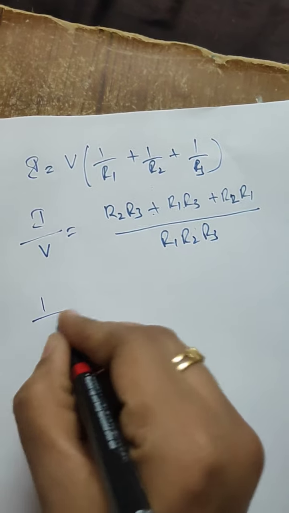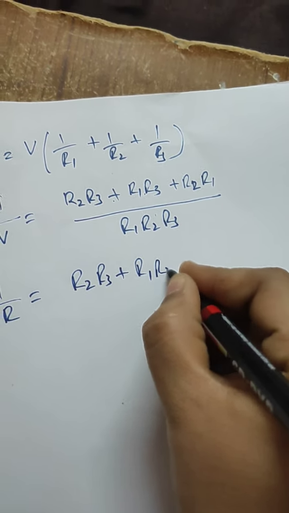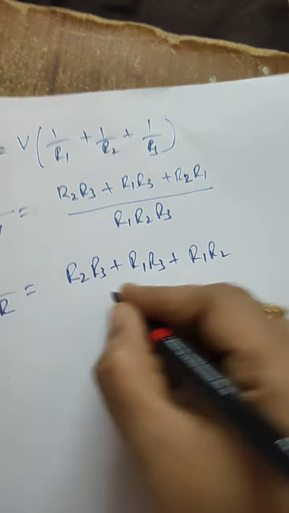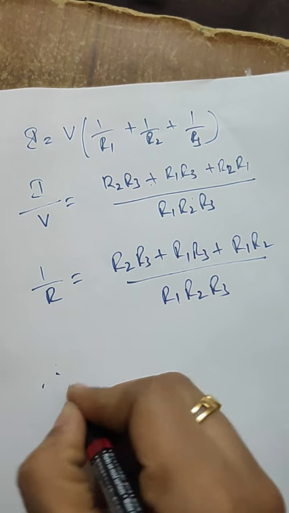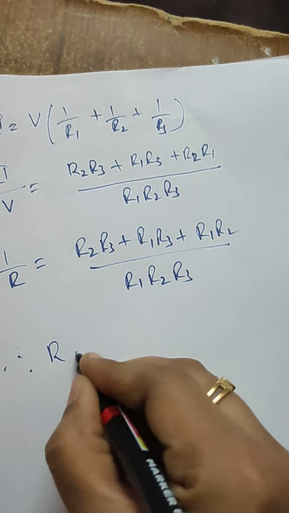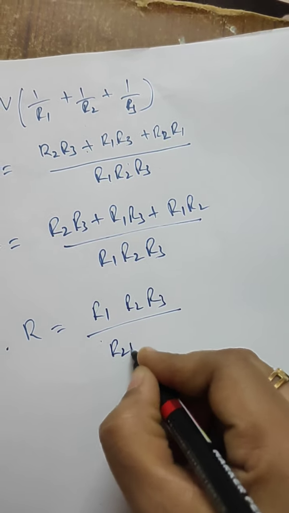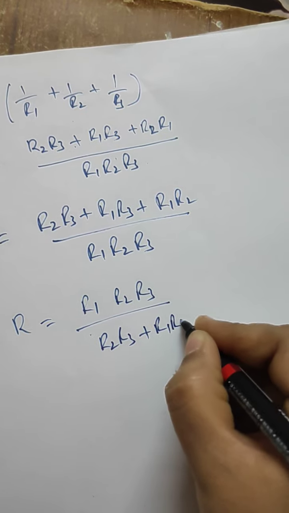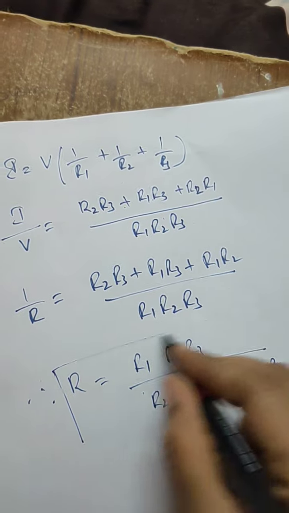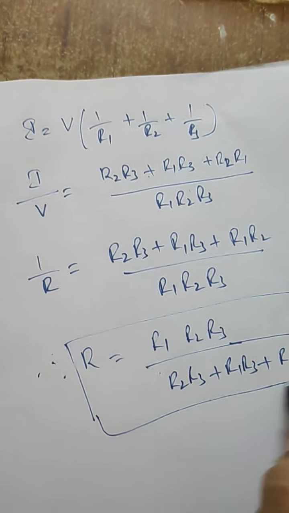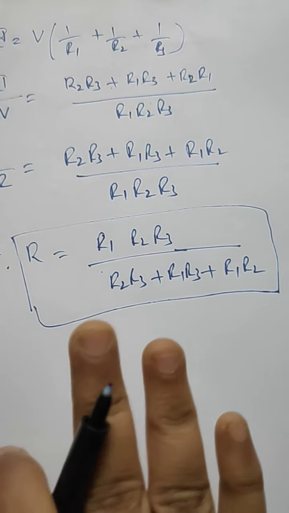I by V is nothing but 1 by R. So 1 by R is equal to R2 R3 plus R1 R3 plus R1 R2 over R1 R2 R3. Therefore, if I reverse that, R is equal to R1 R2 R3 by R2 R3 plus R1 R3 plus R1 R2. This is the complete equivalent resistor for the parallel connection. This is the complete equation when the resistors are connected in parallel.